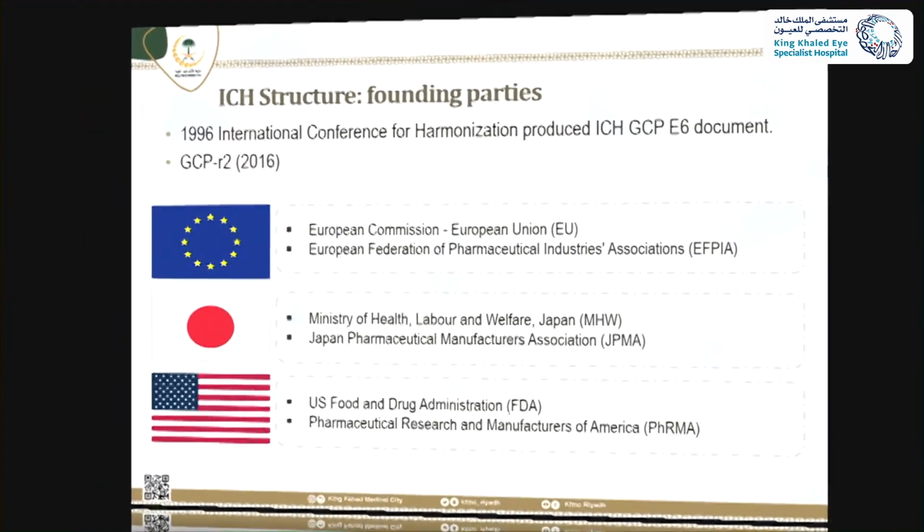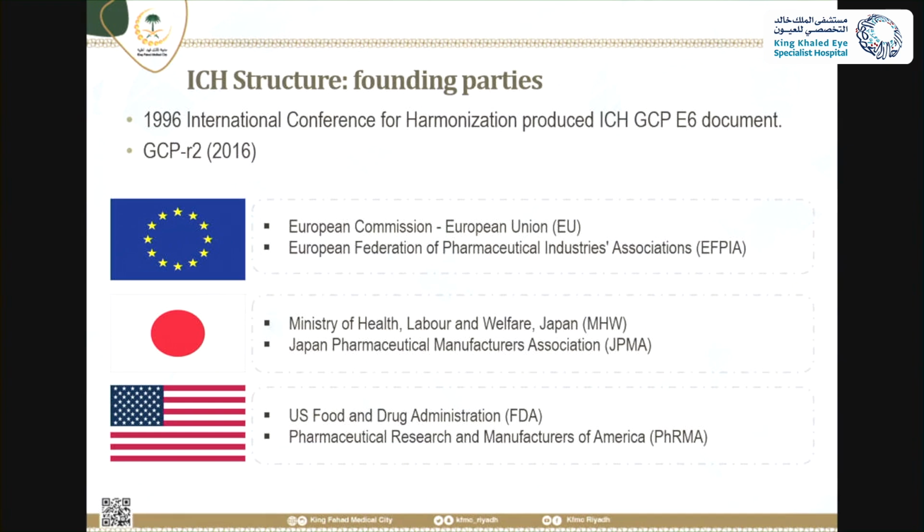So going back to the GCP, the first GCP guideline was issued in 1996. These are the major three players: America, the European Union, and Japan as well. So this is the first edition. The second edition or revision took place in 2016, and it will be effective until July this year. Now we have revision 3. It will be effective after July as well. And now it's open for public feedback and review as well.